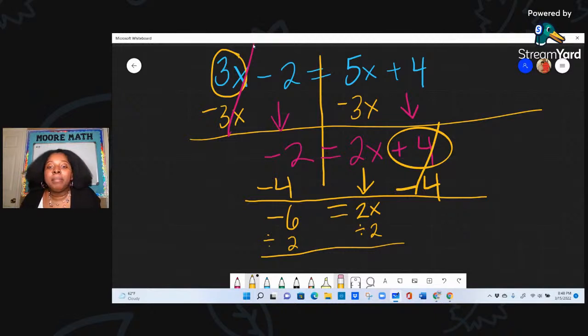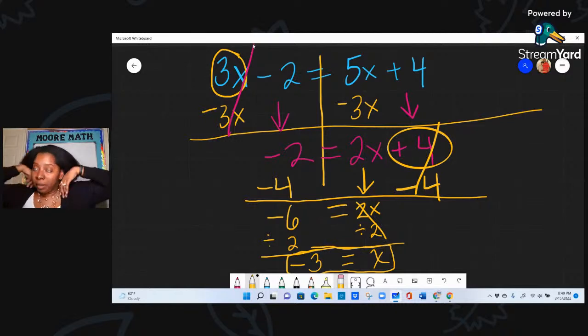All right, 2 divided by 2 is 1, and 1 times x is x. And negative 6 divided by 2 is negative 3, and x equals negative 3. And it came out pretty, yay. I made that one up off the top of my head, so I didn't know if it was going to work out, but it did.